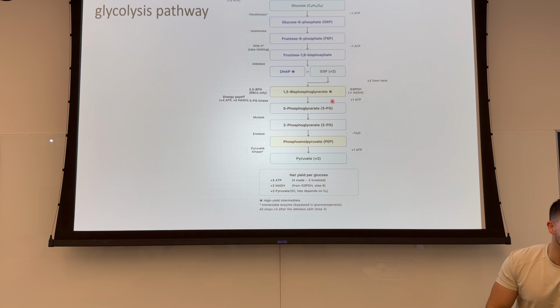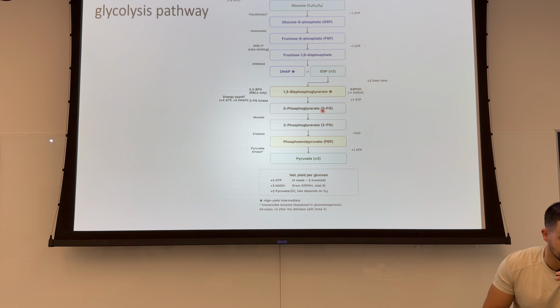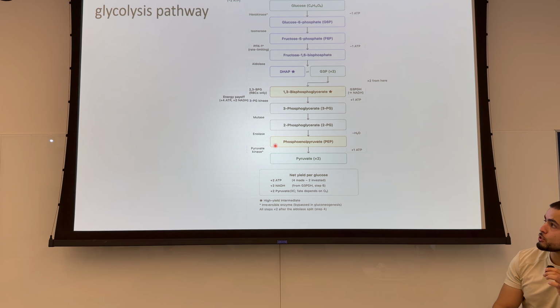The next step, you are generating ATP by dephosphorylating 1,3-bisphosphoglycerate into 3-phosphoglycerate. So this is using 3-phosphoglycerate kinase. So we'll see this again because it's an important step. Next, we convert to 2-phosphoglycerate. Not very important. After that, you convert it into phosphoenolpyruvate, which is the second to last step.